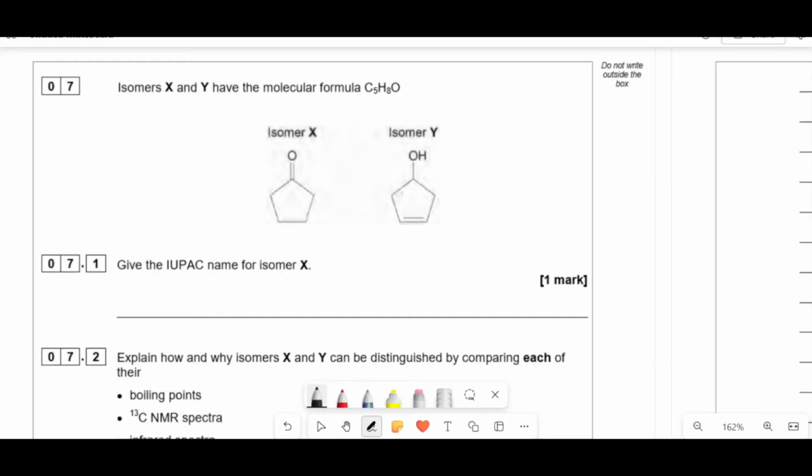So isomers X and Y have this formula. Give the IUPAC name for isomer X. So first of all, always work out the stem. So 1, 2, 3, 4, 5. It's pent. It's also cyclic, so we know it's going to be cyclo, right? And then we also see it's a ketone, so -anone. I put a lot of space there. Whoops, it's cyclopentanone. There you go.